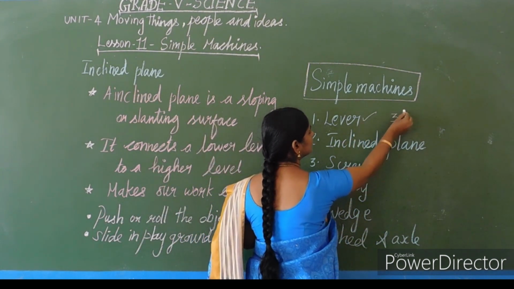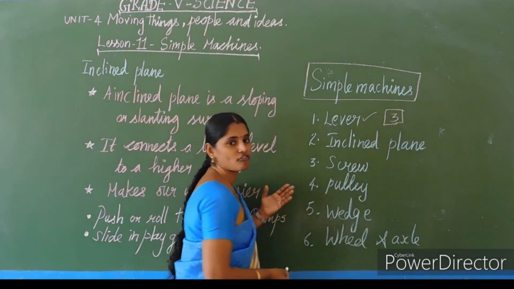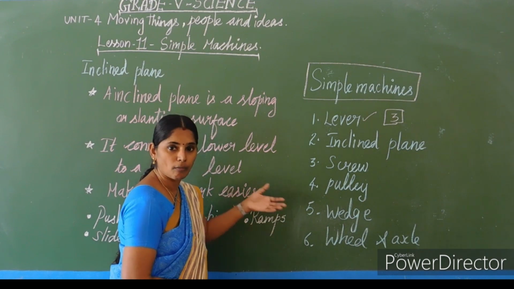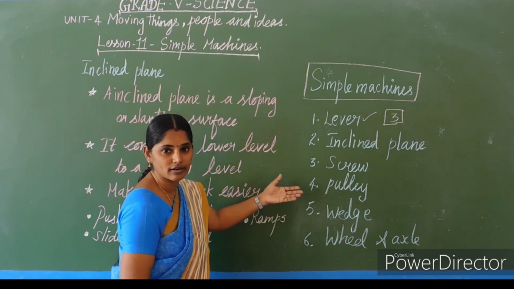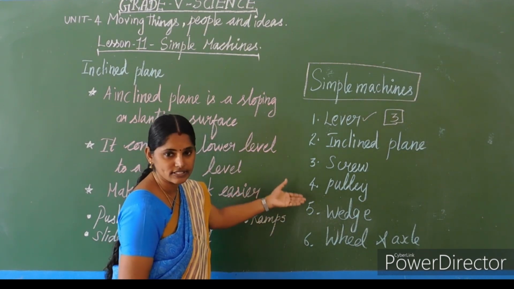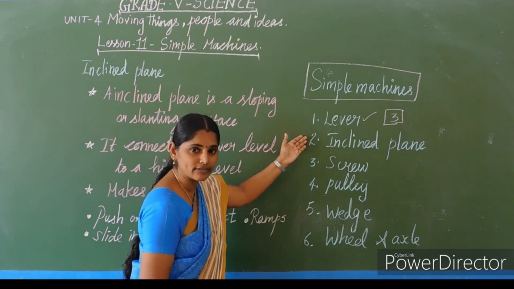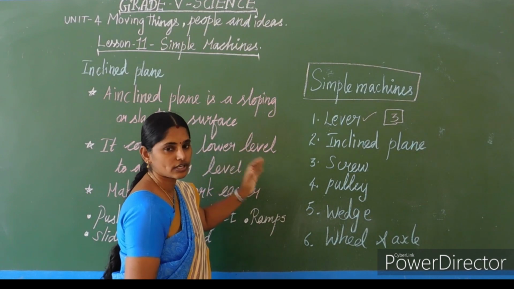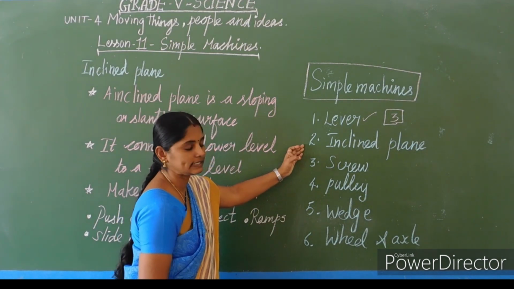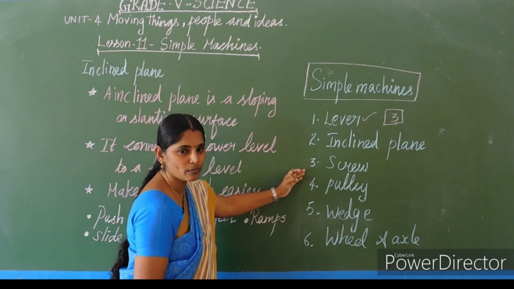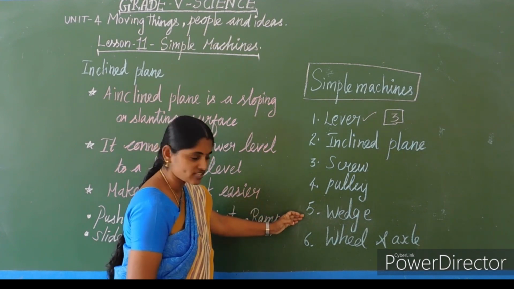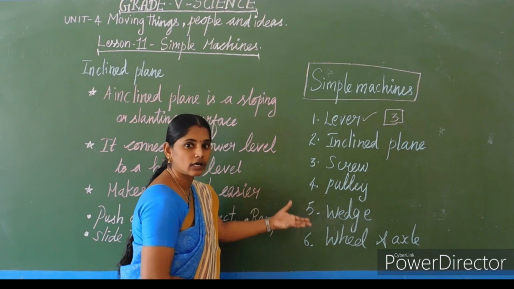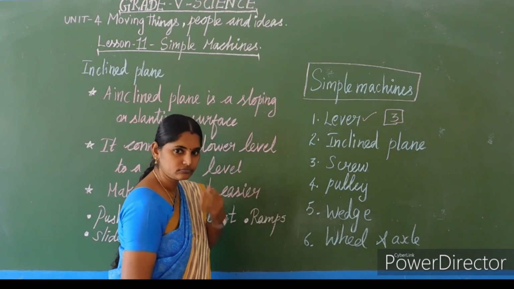Lever and three classes of lever. Class 1 lever, crowbar, class 2 lever, class 3 lever, like that we see, no? So lever alone we finish. So now in this video we are going to see about inclined plane, screw, pulley, wedge, wheel and axle. All these terminologies may be new to you.